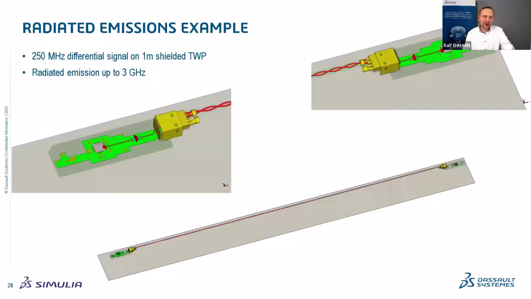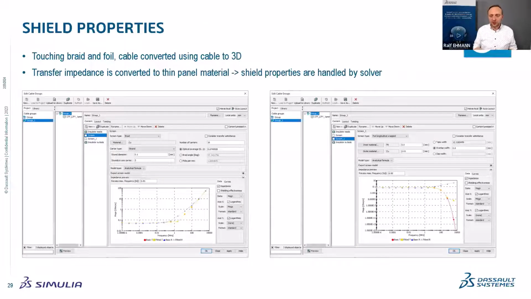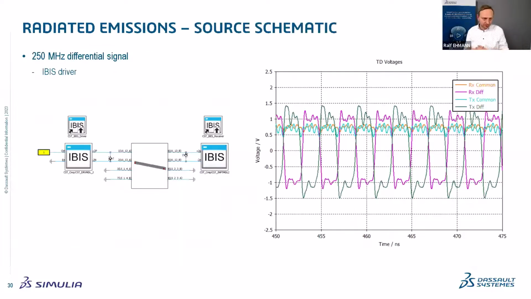So this light blue section around the cables is a special material type which allows me to include the finite effects of the shield without the need to resolve the shield, because the dimensions of a shield are very small. Compared to 1 meter of cable length, really resolving the field properties in 3D would be a large overhead. We don't need to do it. We put the shield properties into a material model and can include this with the solver. So this is our approach.